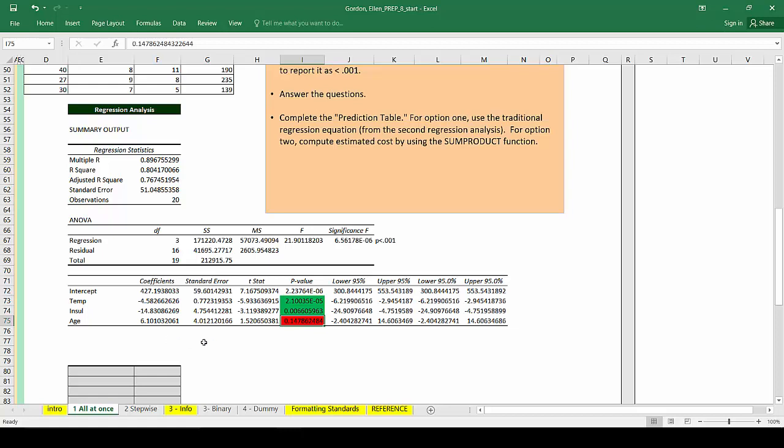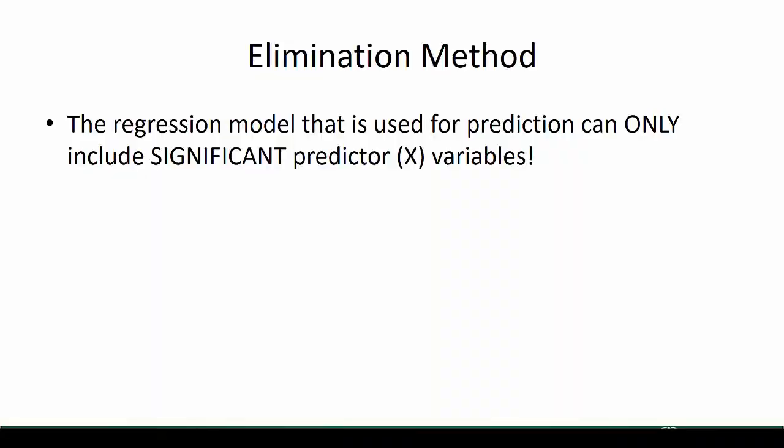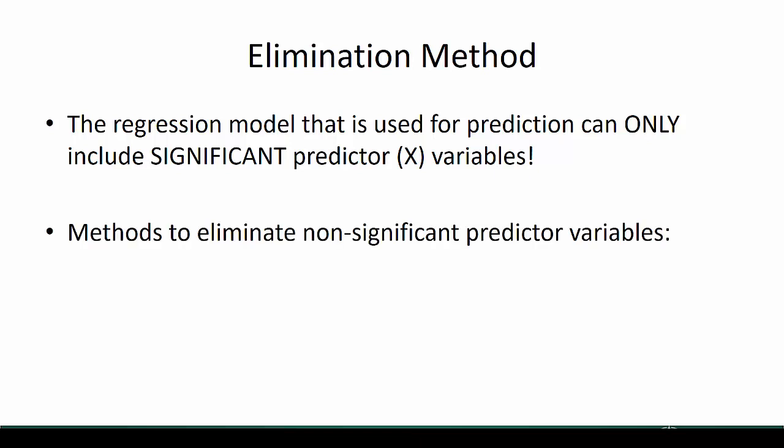So you can see 2 out of the 3 variables significantly predict cost of heating a home. However, the regression model that's used for prediction can only include significant predictor variables. So we can't use that analysis to create the regression equation, and that's because one of the variables, age, was not significant. It didn't significantly predict cost. So what we need to do is we need to eliminate that variable.